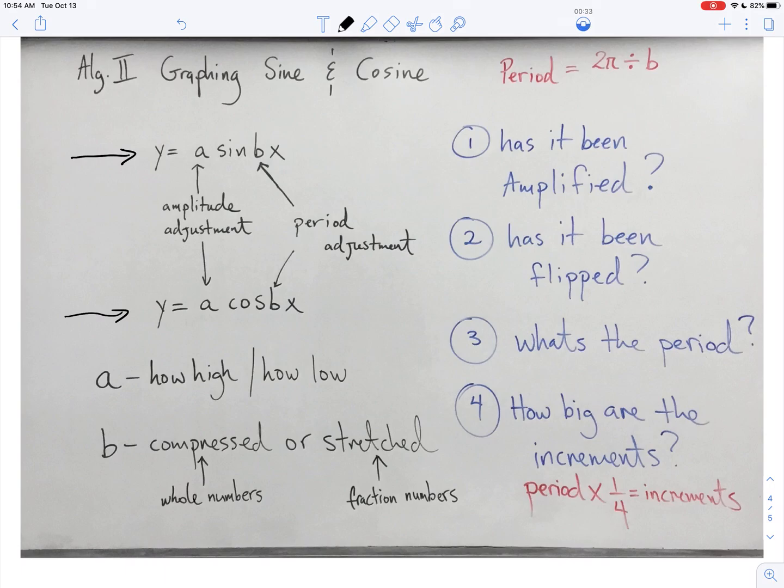So the first thing I'm going to do is establish what the parent function looks like for both sine and cosine, because basically we're using a parent function concept for all of the graphs that we do. And there's 1, 2, 3, 4 steps right here. Has it been amplified? Has it been flipped? That has to do with the a value in the problem. What is the period? How big are the increments? That has to do with the b part of the formula for sine and cosine. So, like I said, take a picture of this. This is the outline, the overview.